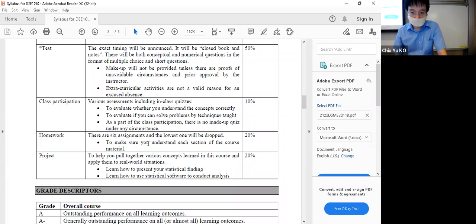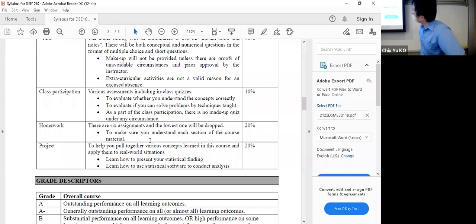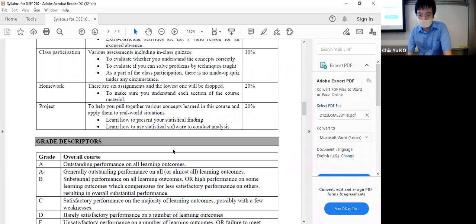The next 20% will be homework. We have six assignments, and we drop the lowest one. And there will be a project. That's why I'm asking you to do some ice breaking, because I allow your project to be done in a group or in an individual format.